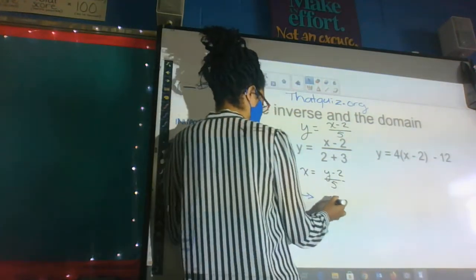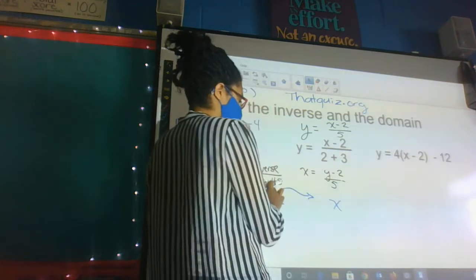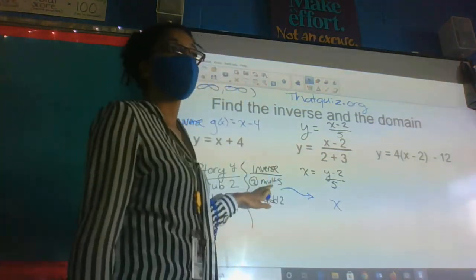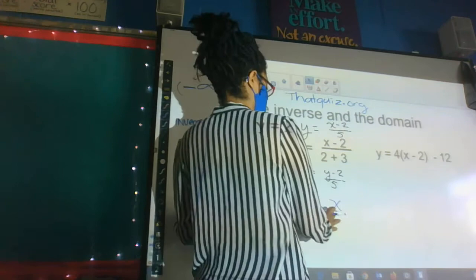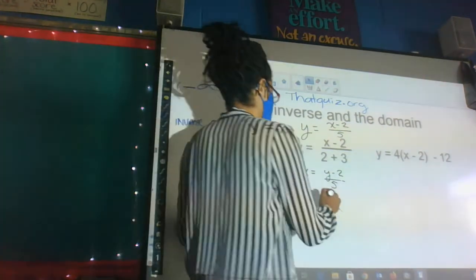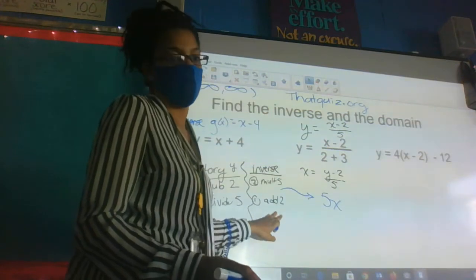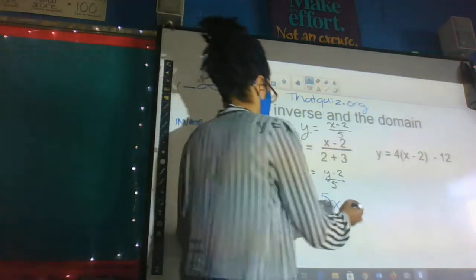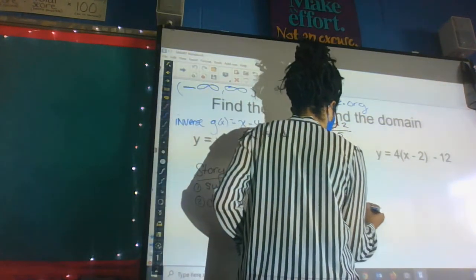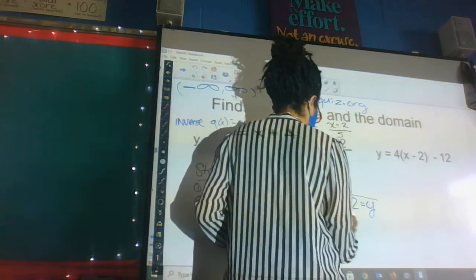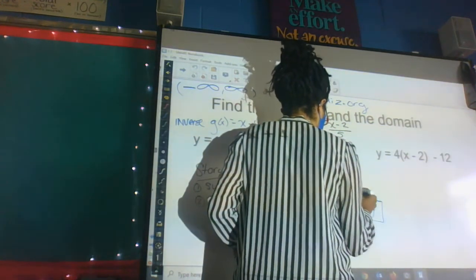So I want my x. How do I show multiply by 5? We're doing it. 5x. How do I show added 2? Alright? So this becomes my inverse function.